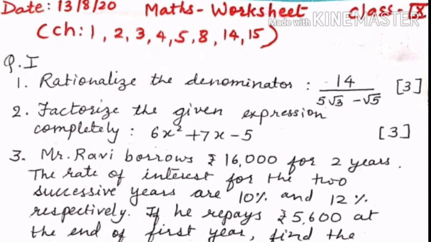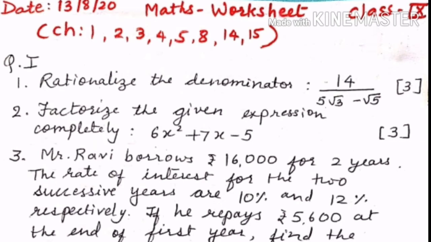Now question number 2 is factorize the given expression completely. So you can see which type of factorization it is. You can see that the coefficient of x square is 6 and the constant term is 5. So 6 fives are 30. You can take the multiplication and then you have to solve it by taking factors of 30 for your middle term. This way you have to solve.